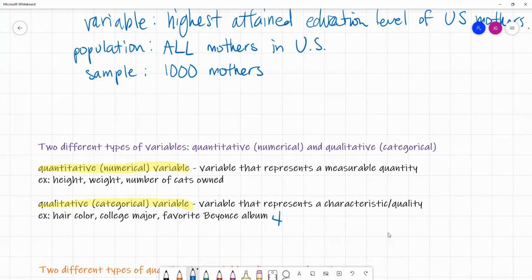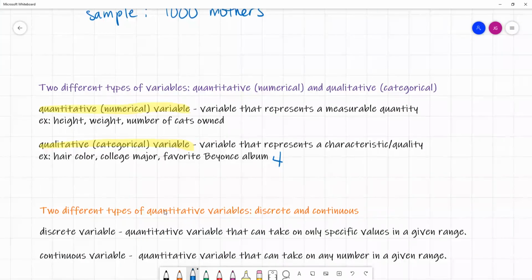That's what a qualitative or categorical variable is. Now with this, there are two types of quantitative or numerical variables: discrete and continuous. If you're already having trouble keeping track of these variables, and if you like to think in diagrams or pictures, here's a small one that might help you.